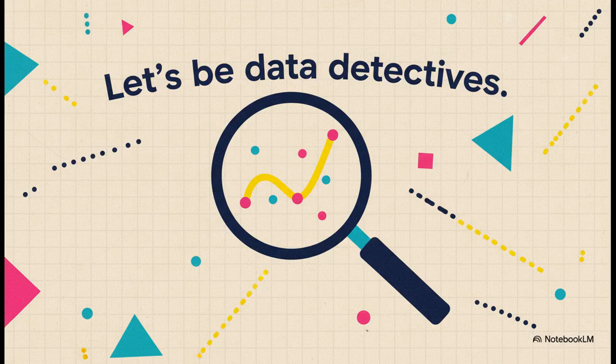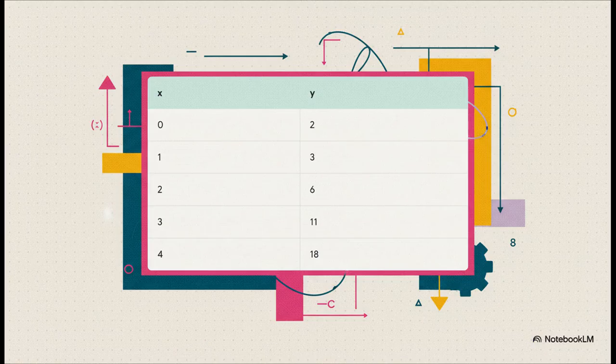To figure this out, we're going to put on our detective hats. Our mission, if we choose to accept it, is to find the one specific mathematical function, the hidden rule, that perfectly explains what's going on with these points. And here is our case file. This table, this is all the evidence we've got.